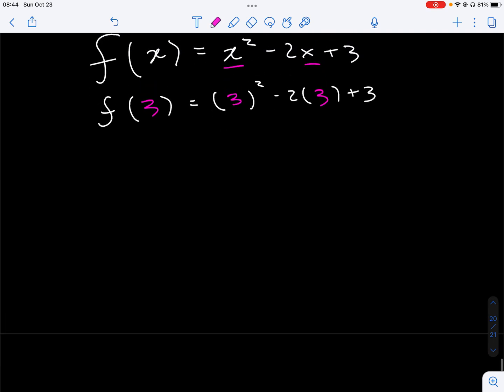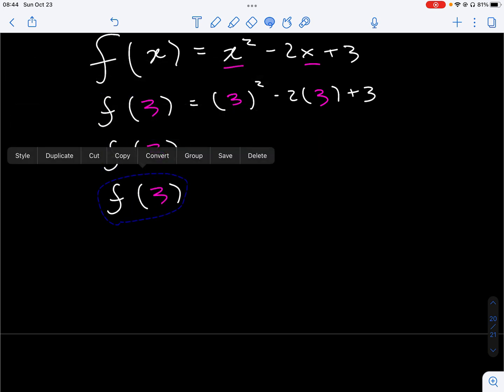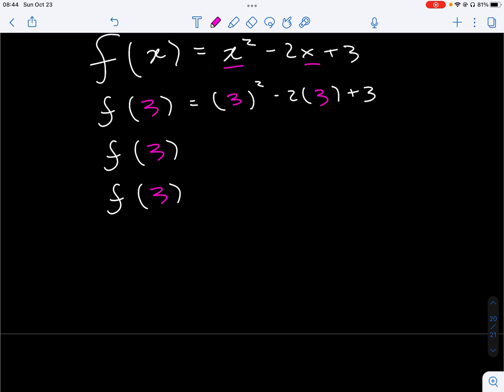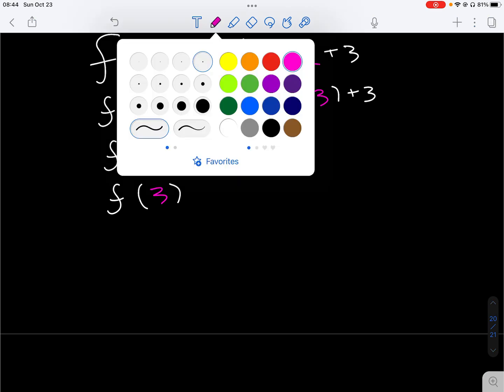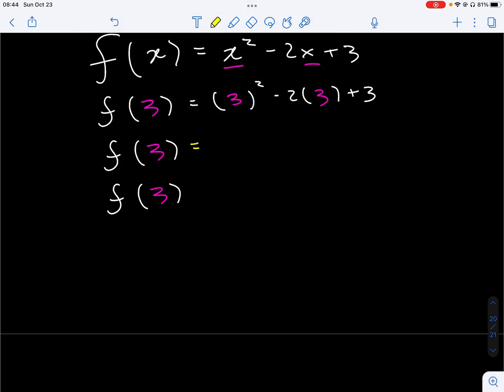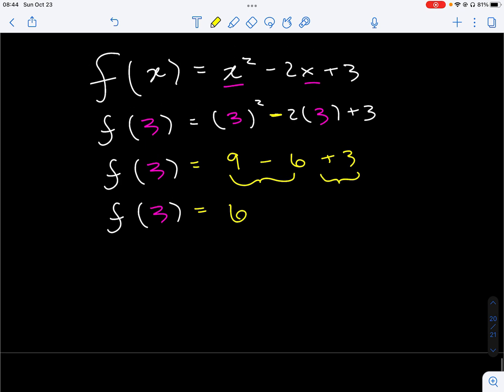Well, this is now equal to, I'm going to copy that down a few times. We're going to simplify maybe two or three times. So I'm going to copy twice. If I need to add more, I will. This is equal to, let's use yellow, why not? It's equal to 3 squared is 9, minus 2 times 3, which is 6, and then we add 3. And then we can do 9 minus 6 is 3. And then you add 3 to that, you should get that f of 3 is equal to 6.